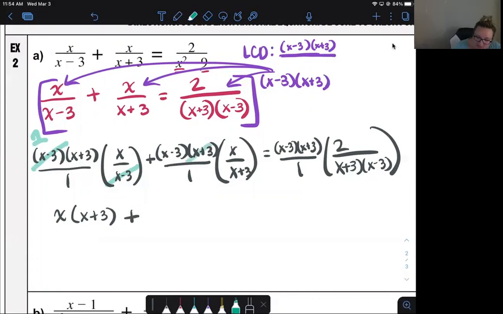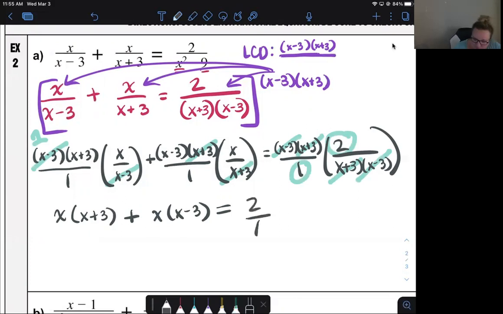Plus, what's going to cancel here? x plus 3 and x plus 3. So we're just left with x times x minus 3. Then for this one, we're going to have x minus 3 divided by x minus 3 is 1. x plus 3 divided by x plus 3 is 1. And we're just left with 2. Well, technically 2 over 1, but what's 2 divided by 1? That's just 2. So now we have an equation that we can solve. Well, we've got some distribution we've got to do here. We're going to have x squared plus 3x plus x squared minus 3x is equal to 2.